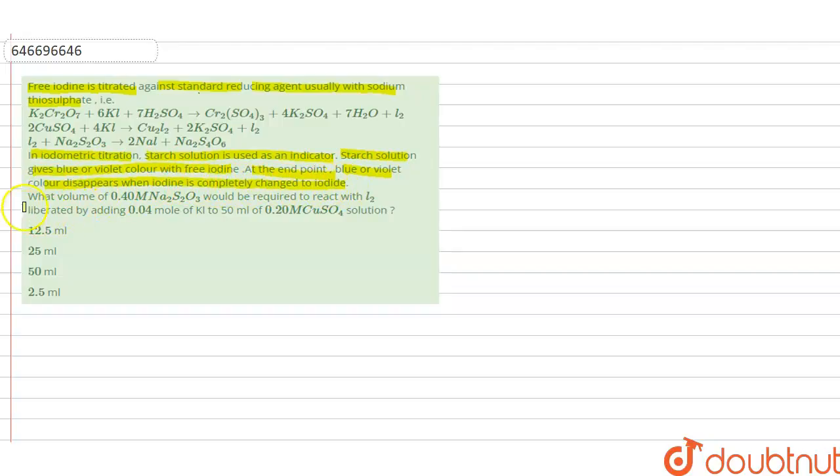So now we have to calculate what volume of 0.4 M sodium thiosulphate would be required to react with the iodine liberated by adding 0.04 mole of KI to 50 ml of 0.2 M copper sulfate solution. From the given reactions we need two reactions to solve the question.